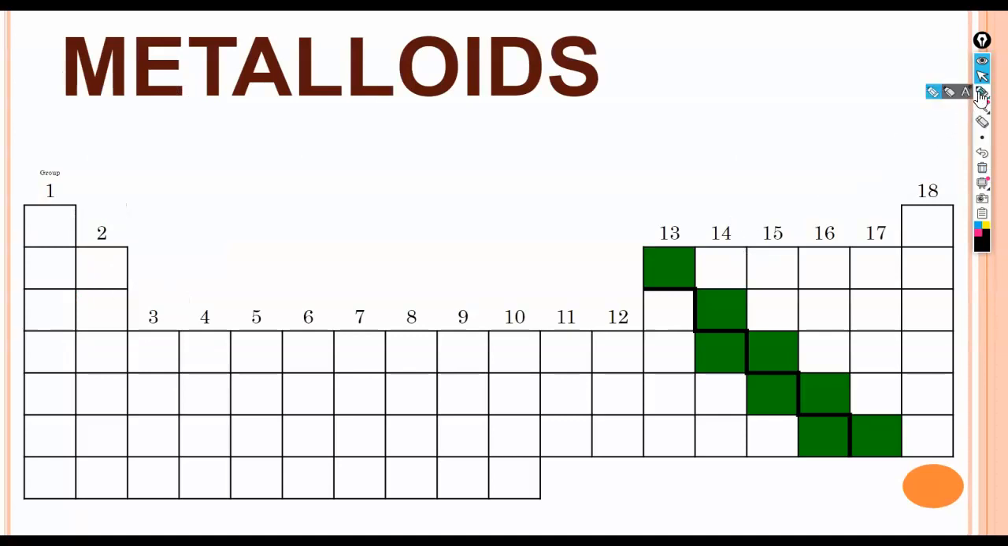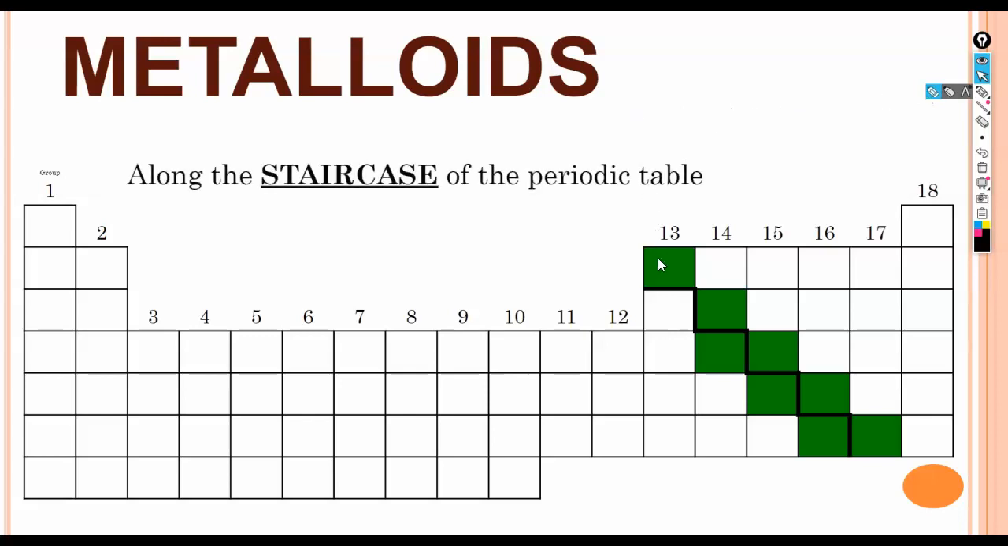Okay, and then finally, the last thing you're going to color in your periodic table are what's called metalloids. Okay, this is kind of along the staircase here on the periodic table. So this is where you would use a third color or a third type of shading. So go ahead and pause it here and do that now.